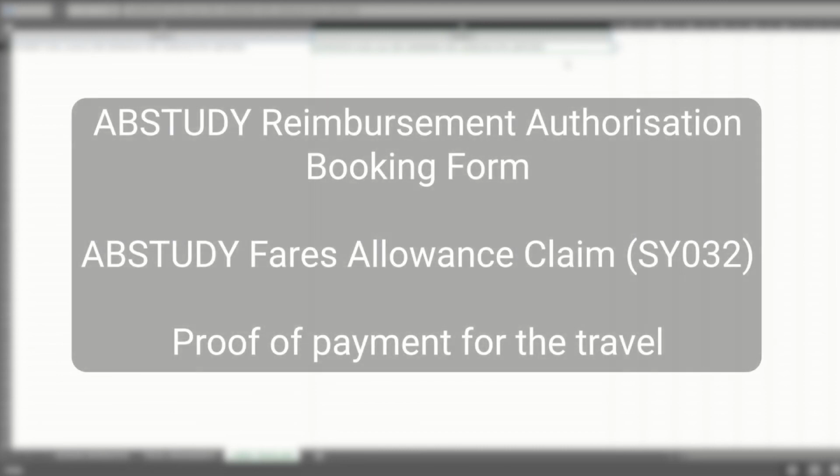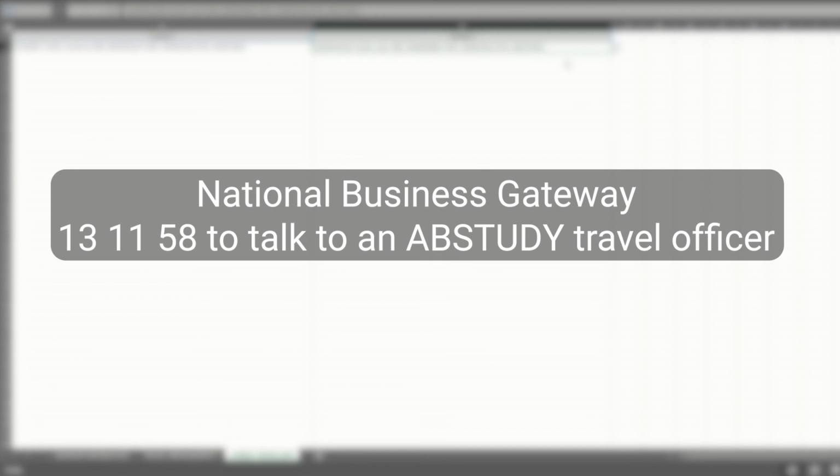Send the completed ABSTUDY Reimbursement Authorisation Booking Form, the ABSTUDY Fares Allowance Claim and Proof of Payment for the Travel to the ABSTUDY Travel Team by email to abstudy.travel@servicesaustralia.gov.au. If you need help filling out the spreadsheet, call the National Business Gateway on 131158 to talk to an ABSTUDY Travel Officer.